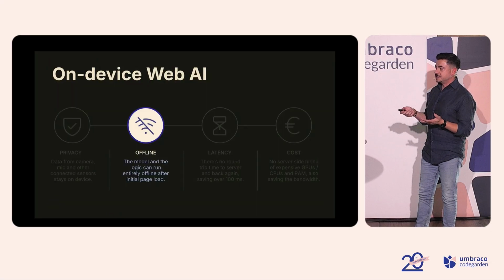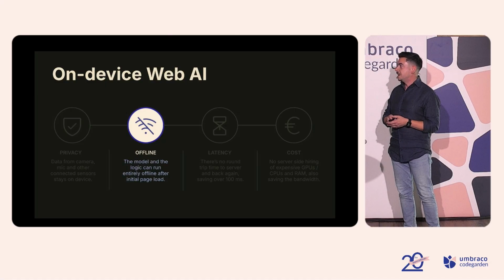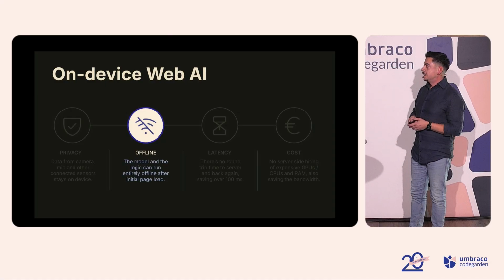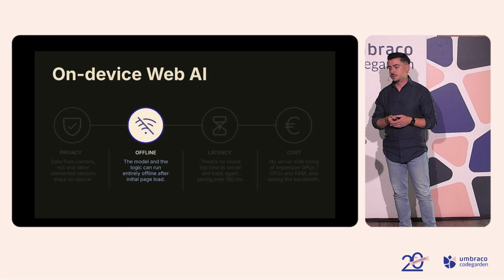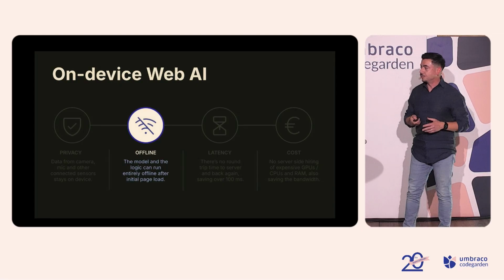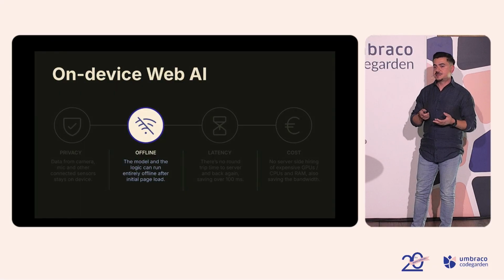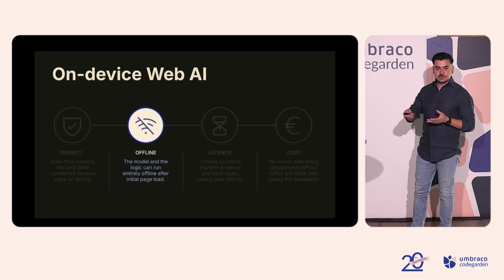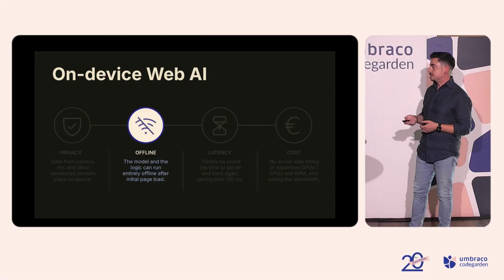And the next one is that on-device web AI makes applications AI capable offline. So the model and the logic that can run the model run entirely offline after the initial page load. So you load the model once. At the time of initialization of the model, you download the model and execute it. And from that point on until you remove it, this model is available in your browser.